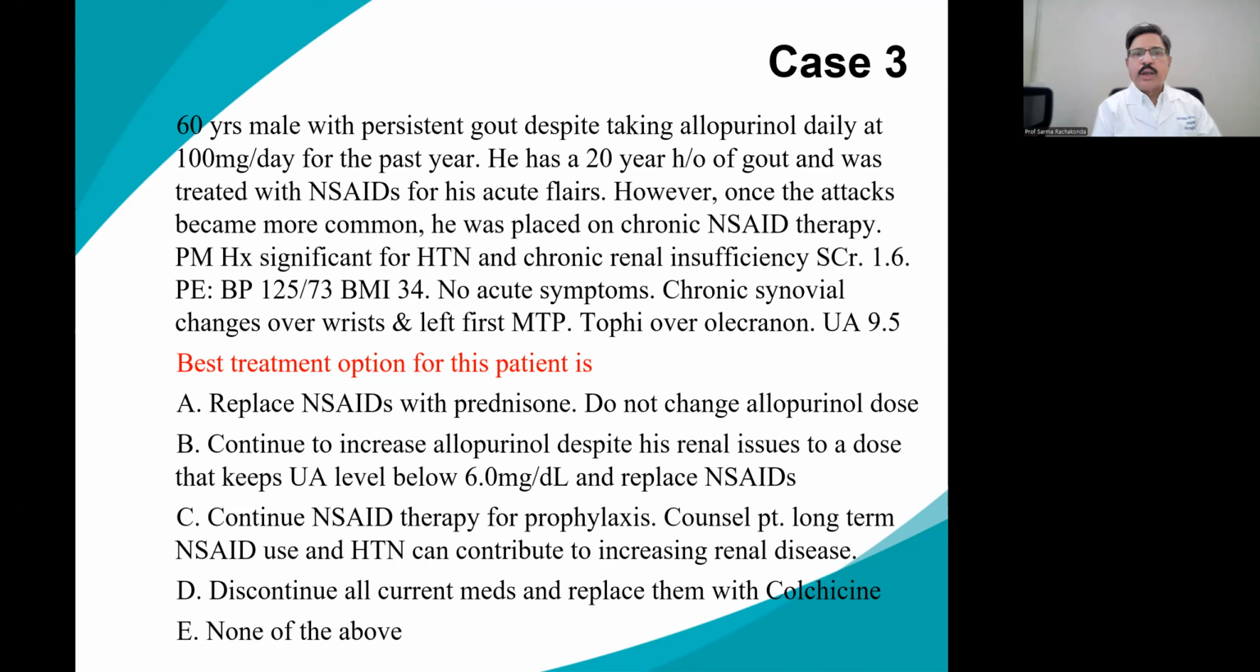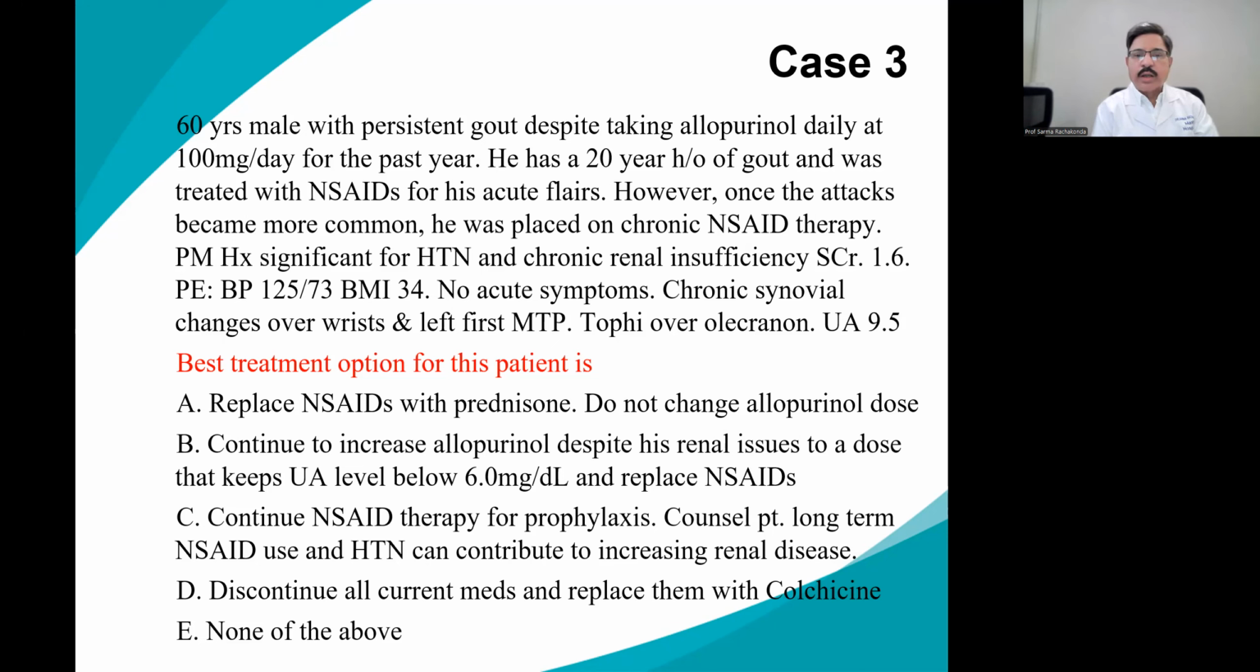Do not change the allopurinol dose. Doing much worse, because NSAID is better than prednisolone. Already a hypertensive fellow, with BMI 34. You still want to put him on steroid also, not an option, isn't it? Then continue to increase the allopurinol despite his renal issue. Allopurinol can be increased until the uric acid level comes to 6 milligrams per deciliter, and replace the NSAID. And then continue NSAID therapy for prophylaxis. No. Counsel the patient that long-term NSAID use and hypertension can contribute to increased renal disease. That counseling is important, but continuing will lead to problems.